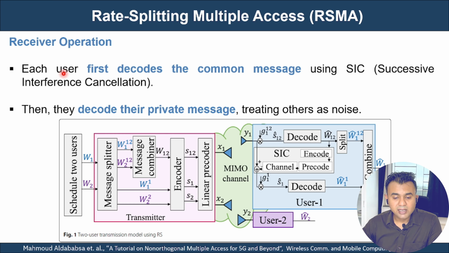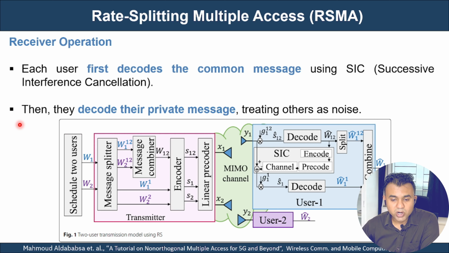At the receiver side, each user first decodes the common message using successive interference cancellation. At the receiver side, they will receive all the messages, which are common, so they have to do the successive interference cancellation. What we can do is use NOMA and allocate different powers here. Let's say W12 has power P1, W22 has power P2. Pass it through the successive interference cancellation and execute NOMA's receiver. So that's the hybrid version, right?